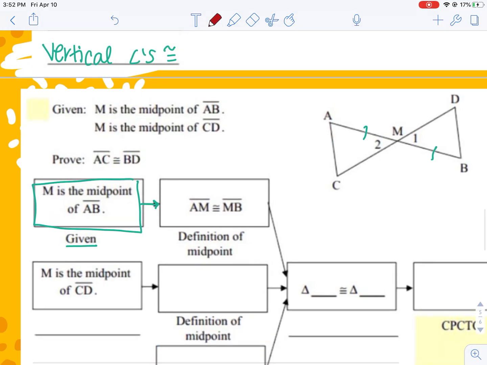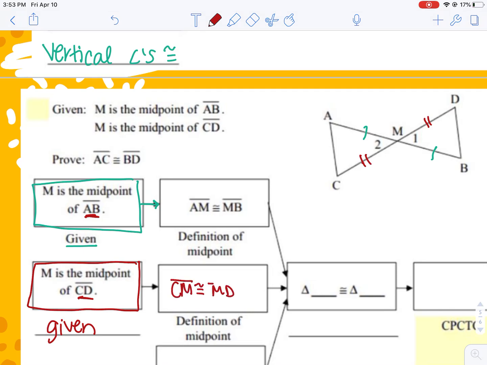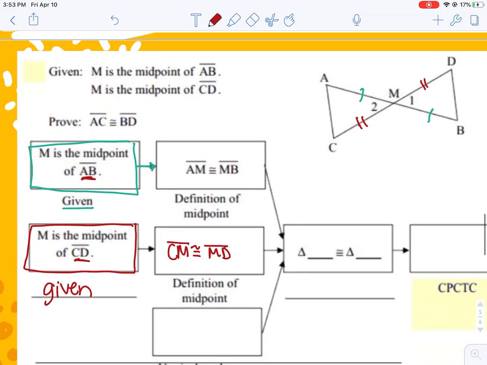Similarly, M is the midpoint of CD. Notice these are two different steps. Just because it's the midpoint of AB doesn't automatically mean it's the midpoint of CD. I had to know both separately. That was given because it was written out for me. That's going to lead me to know that CM is congruent to MD. My reason can be definition of midpoint. Some of you prefer to put M is the midpoint of CD. You can totally do that. In the flow charts, though, it's often fill in the blanks, so that they'll give you one or the other, okay? So just know that.